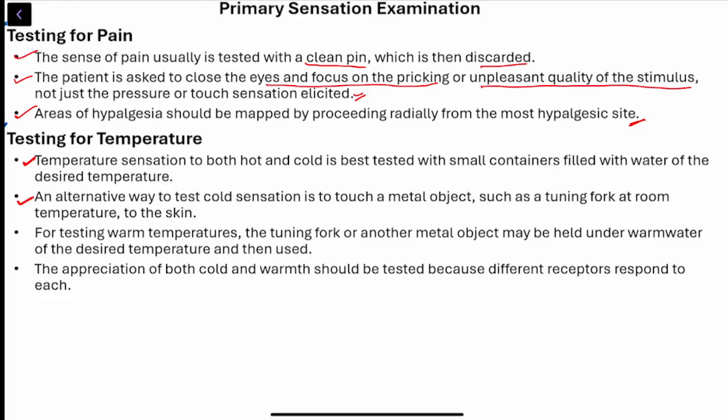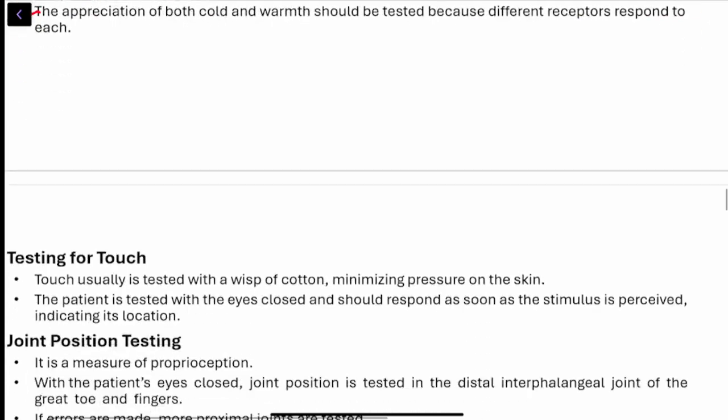An alternative way to test cold sensation is to touch a metal object, such as a tuning fork at room temperature, to the skin. Then for testing warm temperatures, the tuning fork or other metal object may be held under warm water of the desired temperature and then used. This is all about the examination. The appreciation of both cold and warm should be tested because different receptors respond to each.